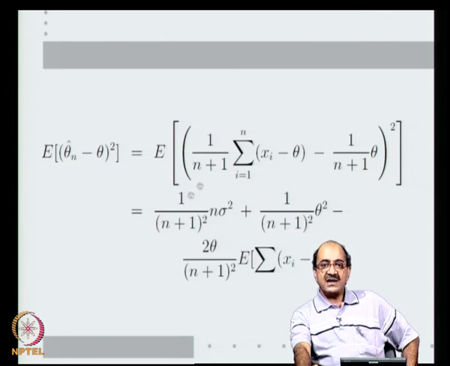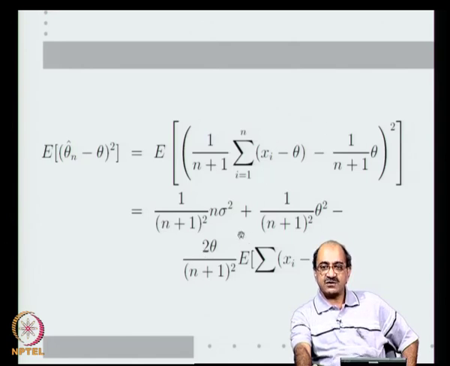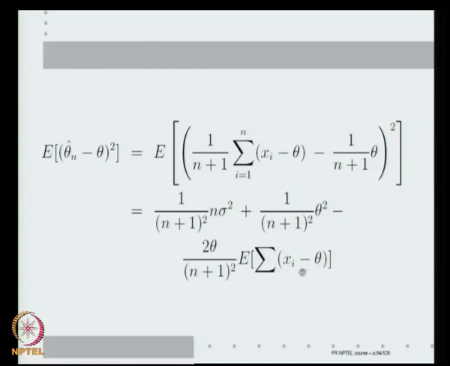So, that will ultimately give me 1 by n plus 1 whole square into only the squares of x i minus theta whole square. There will be n such terms, which are sigma square. This will give me 1 by n plus 1 theta square, and the 2ab term, which is 2 theta by n plus 1 whole square into expectation of x i minus theta, which is 0, because if you put the expectation inside, expectation of x i is equal to theta. So, this just gives me 1 by n plus 1 whole square, n sigma square, plus 1 by n plus 1 whole square theta square.